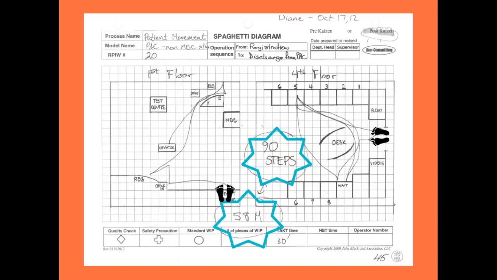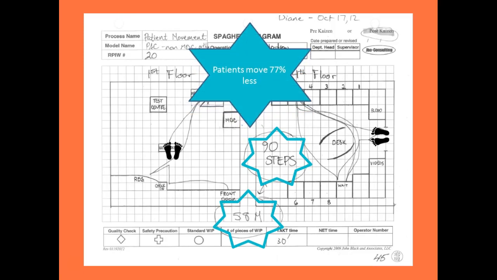All of these great ideas were tested and implemented by the team, and this meant less movement for the patients by bringing the services to the patient. This was the result after the changes. Patients moved an average of 90 steps, or 59 meters. This meant that patients moved 77% less than they did prior to this activity.